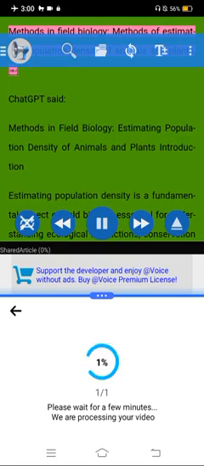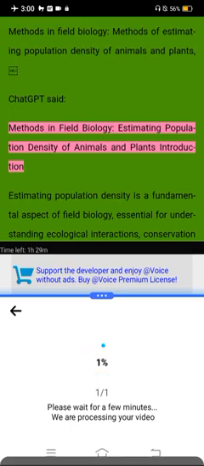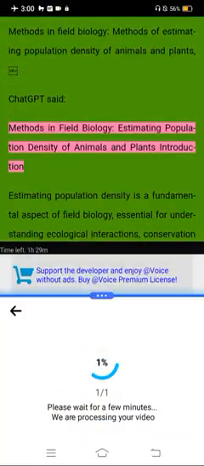Methods in field biology. Methods of estimating population density of animals and plants. Introduction.